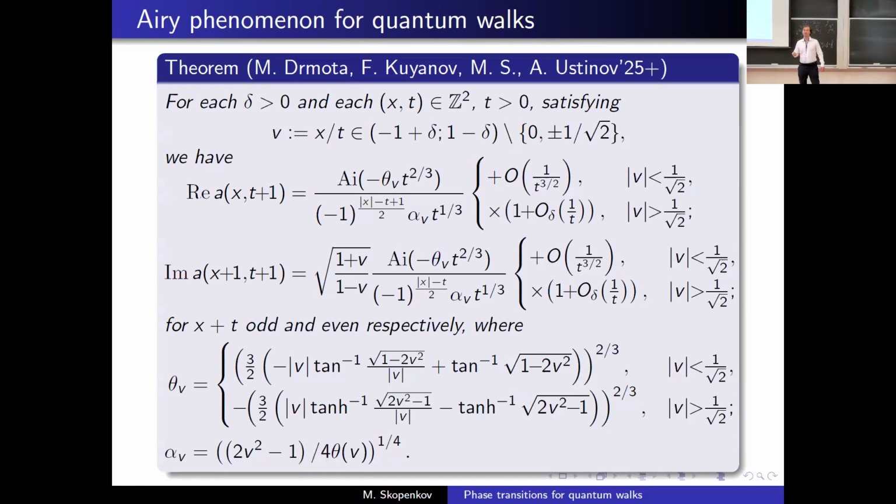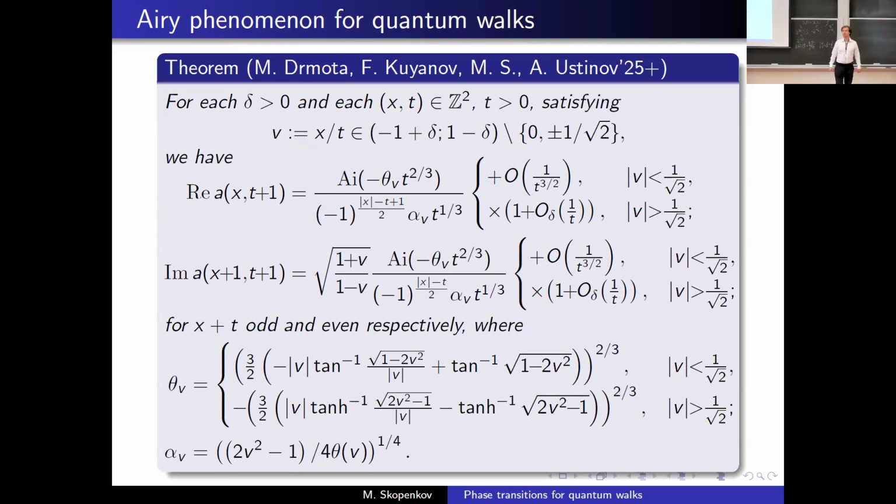We should not care too much about these rather involved expressions. Let me just explain and discuss the key features of this result. First of all, we introduce the velocity v equal to x divided by t, and as long as it is bounded away from 1 and minus 1, we get some asymptotic formulae for the real and imaginary parts of our wave functions in terms of the so-called Airy functions.